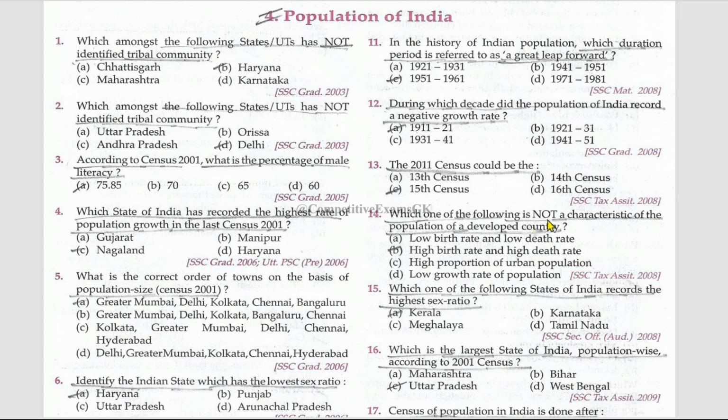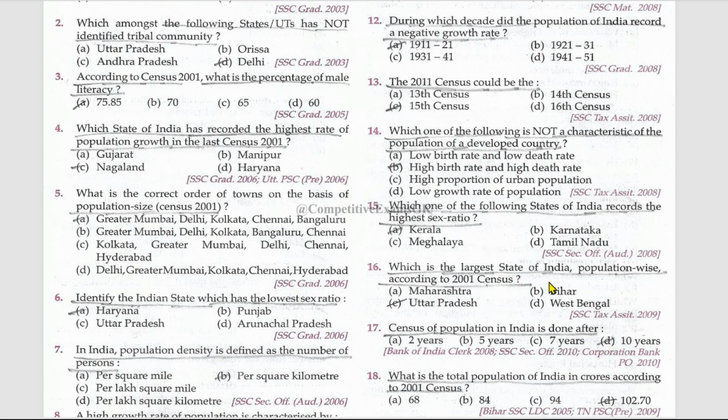Which one of the following is not a characteristic of the population of a developed country? High birth rate and high death rate. Which one of the following states of India records the highest sex ratio? That is Kerala. Which is the largest state of India population-wise according to the 2001 census? Uttar Pradesh, and according to the 2011 census also, Uttar Pradesh is the largest state population-wise.